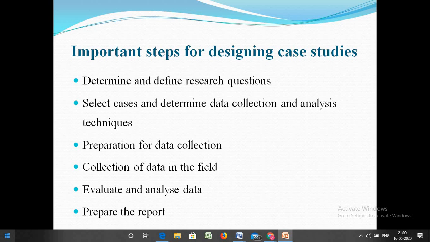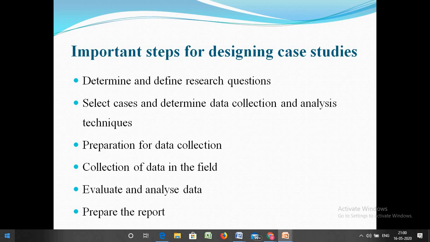Fifth step is to evaluate and analyze data. Now here the researcher should examine the raw data using many interpretations to find the links between the research object and the results with reference to the original research questions. And throughout the process of evaluation and analysis, the researcher should remain open to new opportunities and should remain open to new insights.